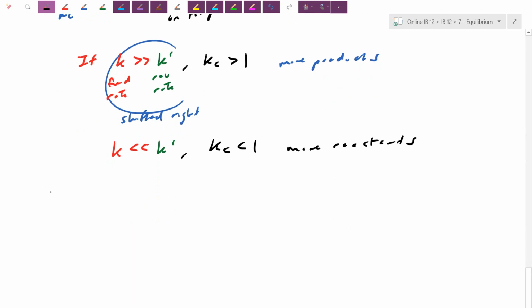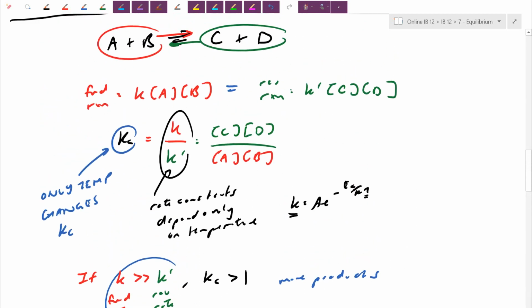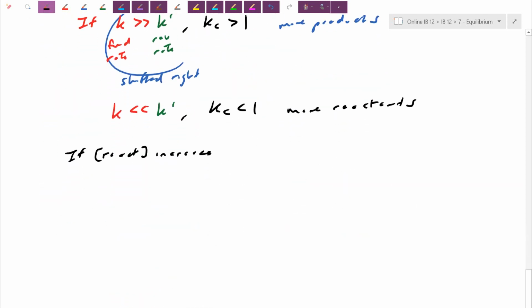A couple other notes we can make here. Another case: if the concentration of reactants increases, this time not because k increases, but because I increase A and increase B, we said there are more particles that can collide with good energy. That would again imply the forward reaction is faster than the reverse reaction. If the concentration of reactants increases, again we have a situation where the forward rate is larger than the reverse rate, and therefore we can say it shifts right.